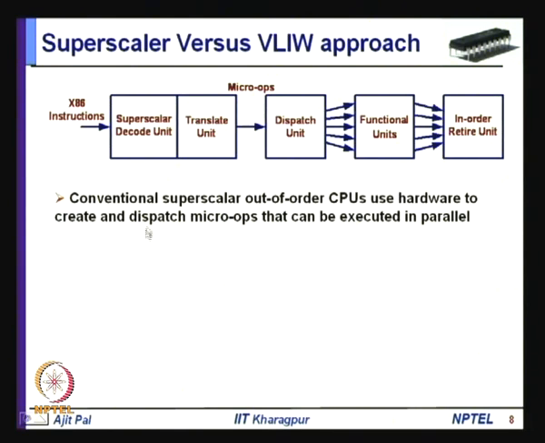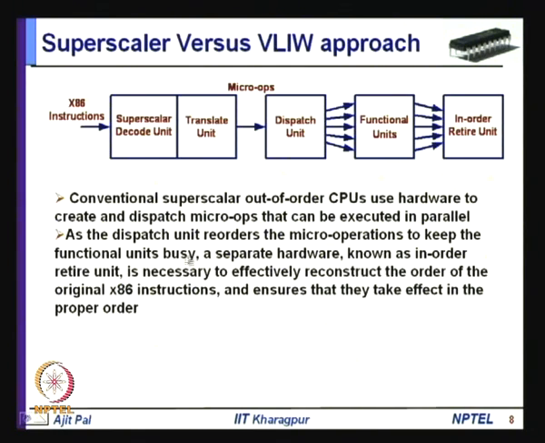So, these conventional superscalar out of order CPUs use hardware to create and dispatch micro operations that can be executed in parallel, and as the dispatch unit reorders the micro operations to keep the functional units busy, a separate hardware known as in order retire unit, as I have shown here, is necessary to effectively reconstruct the order of the original x86 instructions and ensure that they take effect in the proper order. That means, in this case we cannot really disturb the order.